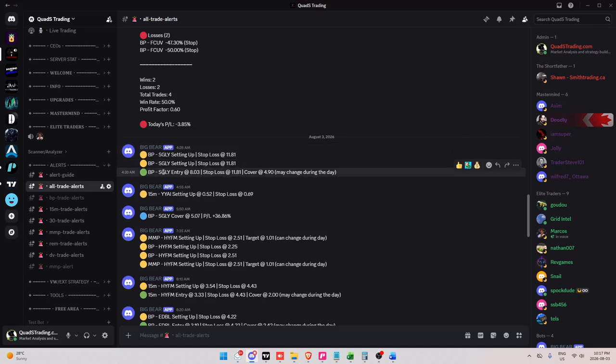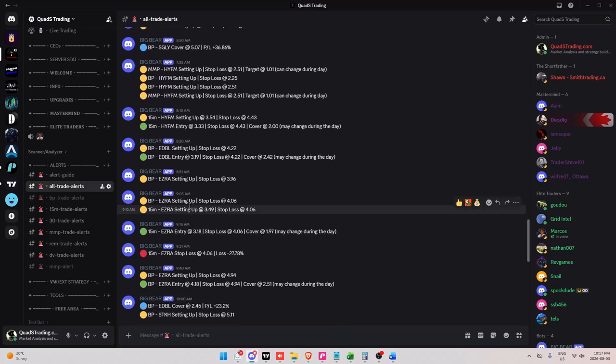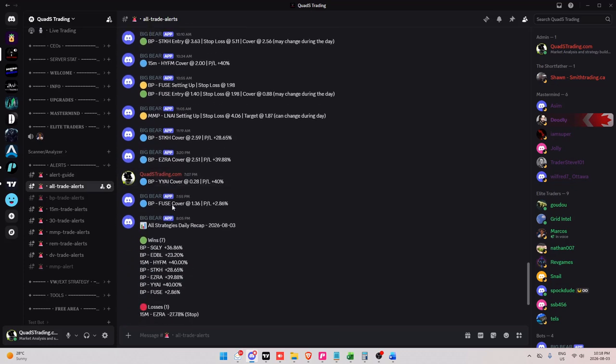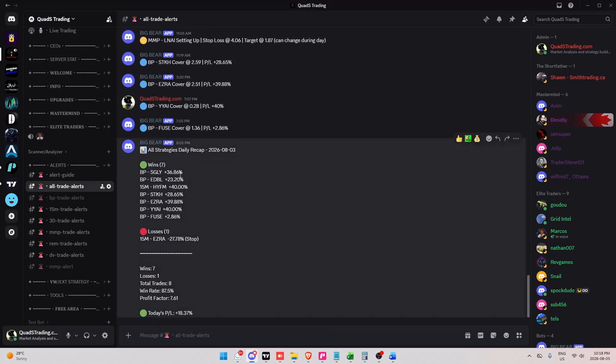When it did an entry, boom, we got a nice green circle here, and it says enter at 8:03. And it gives you the cover, but it can change during the day because one of our covers is a slightly adjusted SMA 200. If it is at the SMA 200, obviously the price will creep up as the day progresses. As you can tell, all the alerts are here, and when we cover, it gave you a nice little blue circle here. At the end of the day, we get a nice little recap of all of our trades.